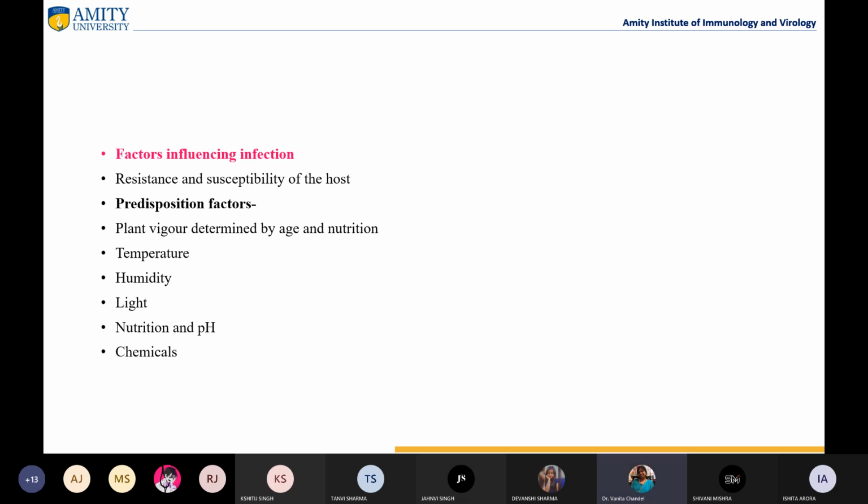So plant vigor, which is determined by the age and the nutrition. So malnourished plants get more infected. Young plants get more affected by the pathogen as compared to the old plants, right? Then the temperature, humidity, light, nutrition, and other chemicals. So these are the factors which influence the infection also.